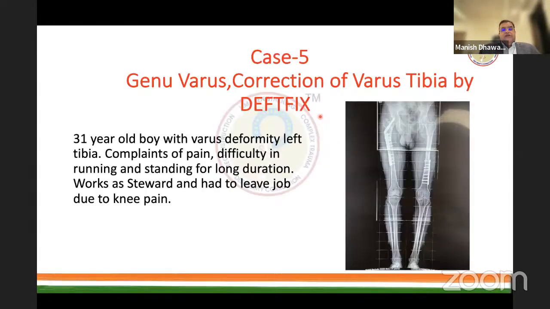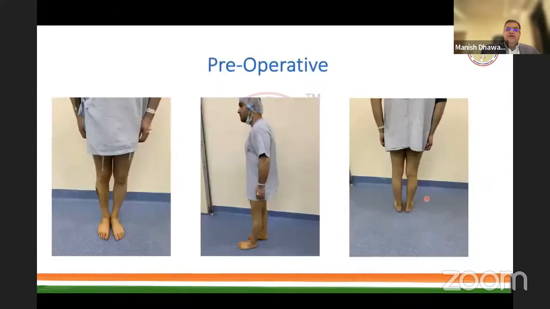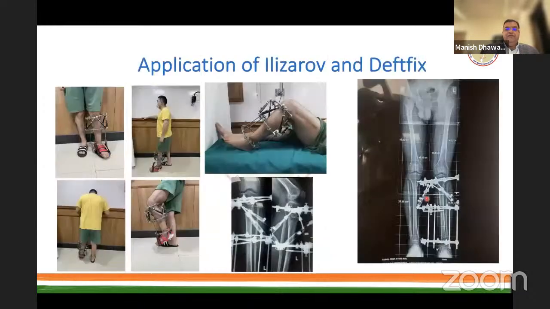Now, this is a 31-year-old boy with varus deformity of the left tibia. He had multiple surgeries, and there is a plate in the right hip joint also, and a distal femoral plate also. But he had a problem in the knee. You can see the arthritic changes and varus deformity of the left tibia. So this is the situation. He was very, very uncomfortable. He was working in a hotel. He had to leave the job because he was a steward. He can't stand for a long time.